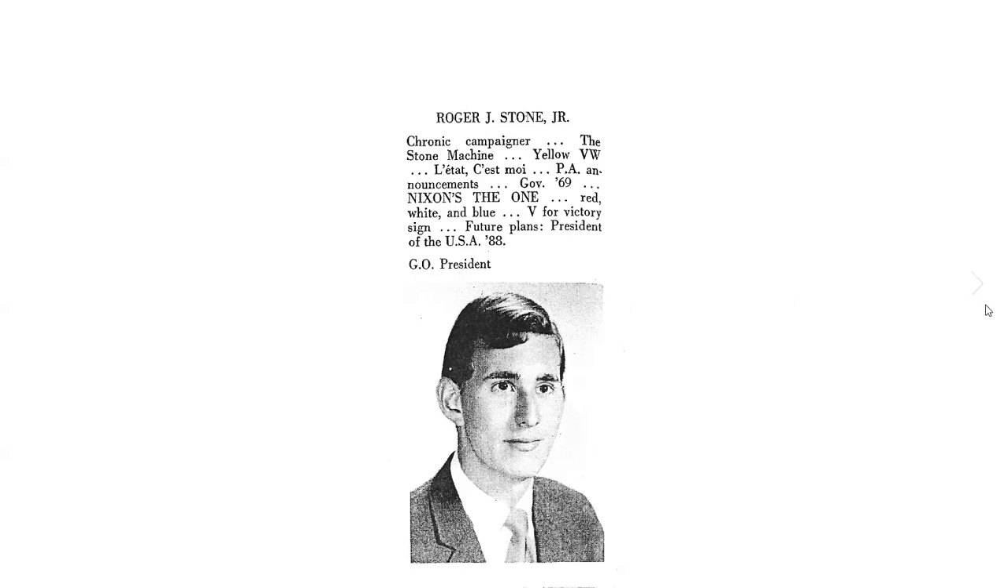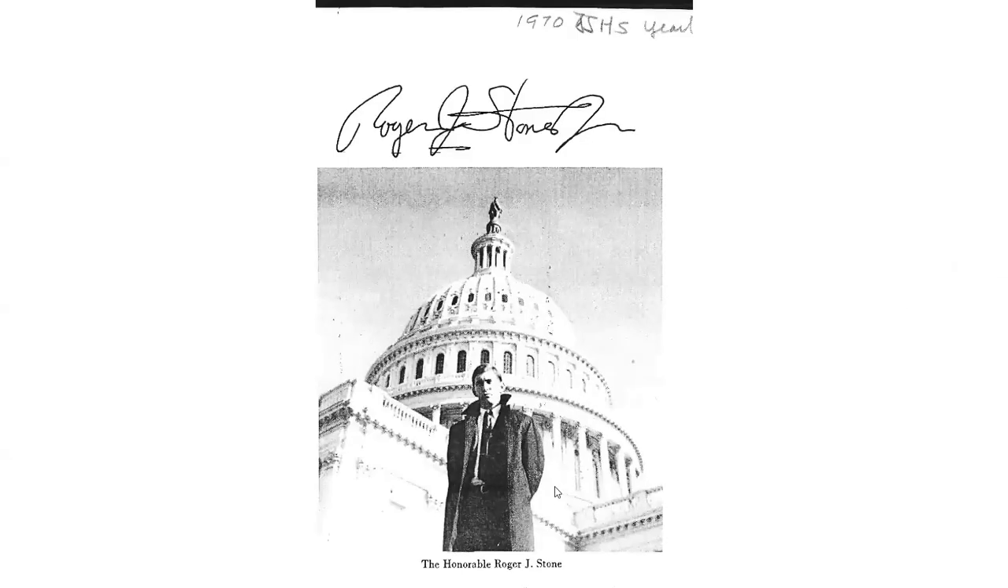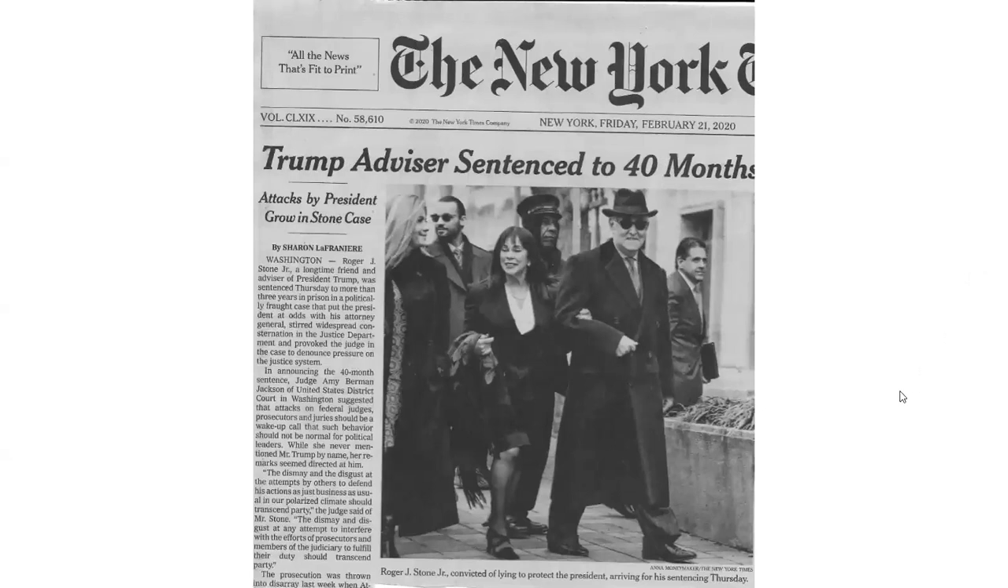All right, there he is at age 18. Here he is, also a picture taken from the high school yearbook. There is his John Hancock, and he obviously had traveled down to Washington, possibly campaigning for Nixon or whomever. And there he is. He made it to Washington that time. And here he is more recently, last year: Trump advisor sentenced to 40 months.